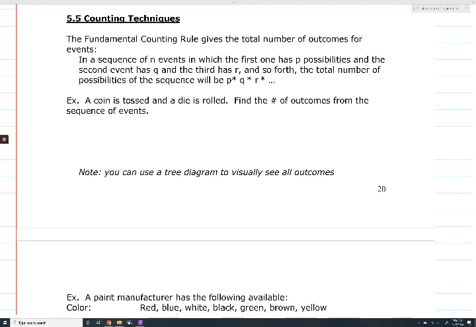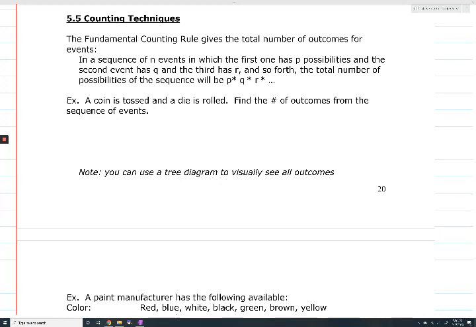You guys may have done this in middle school or elementary school when we talked about how many different outfits someone could have if they had 3 shirts and 2 pairs of pants and 2 pairs of shoes. And you multiply those together and you get a total number of outfits that could happen. So that's what the fundamental counting rule gives us. That's how we can find that.